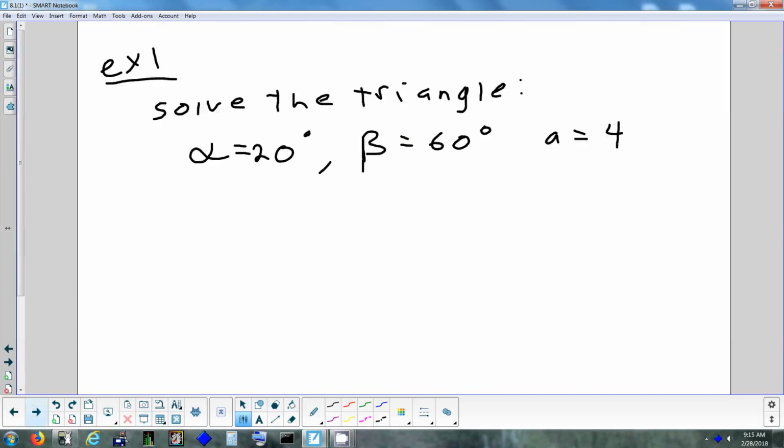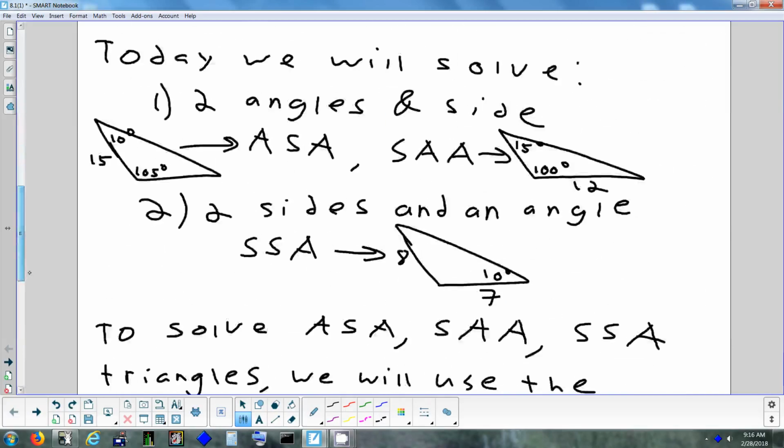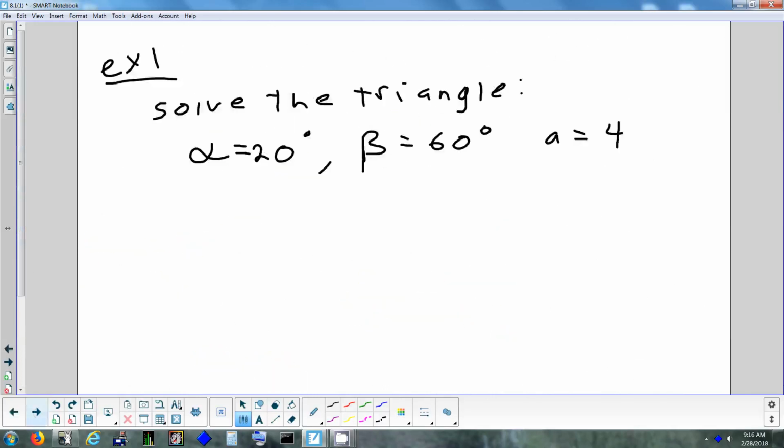All right, so now that I've given you the formula, we're going to try to solve that triangle. First thing I'm going to do is make a sketch because I want to see, is it one of the three types that I mentioned? ASA, SAA, SSA. So let's make a sketch.